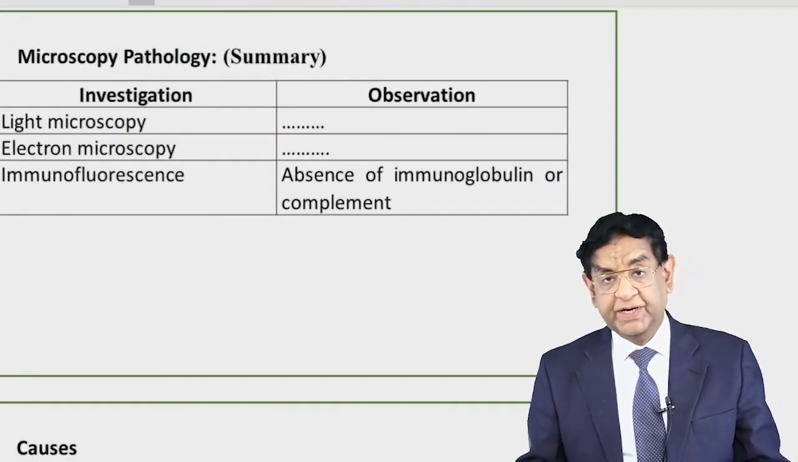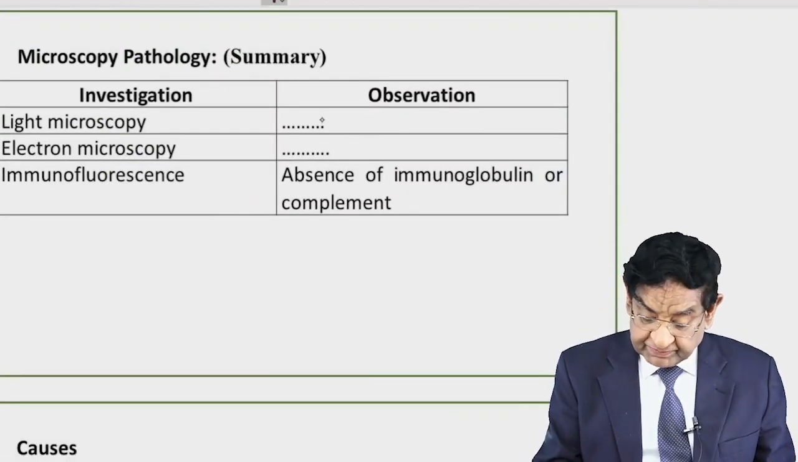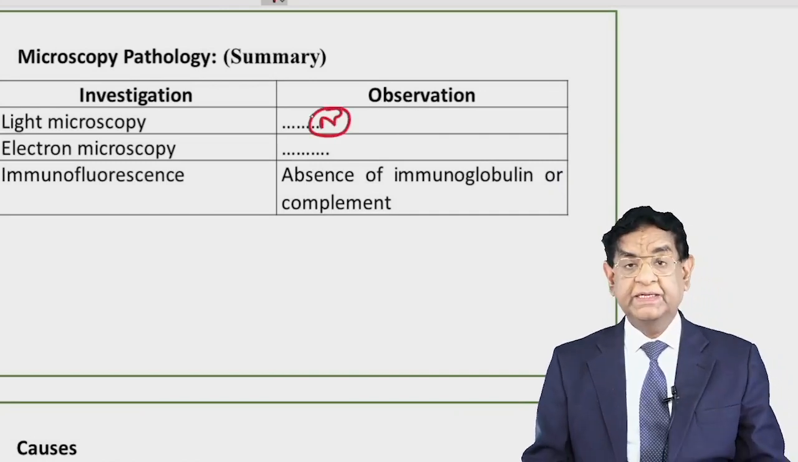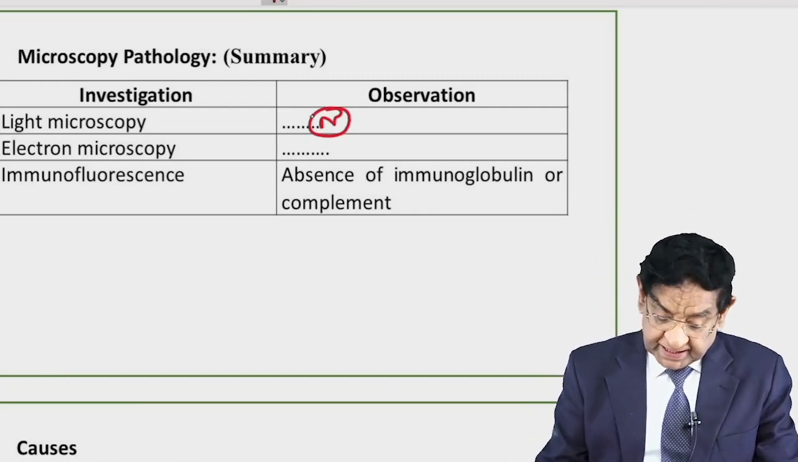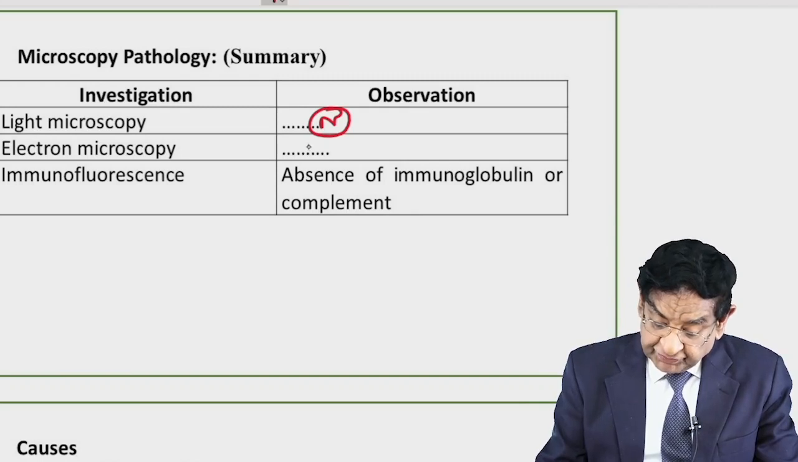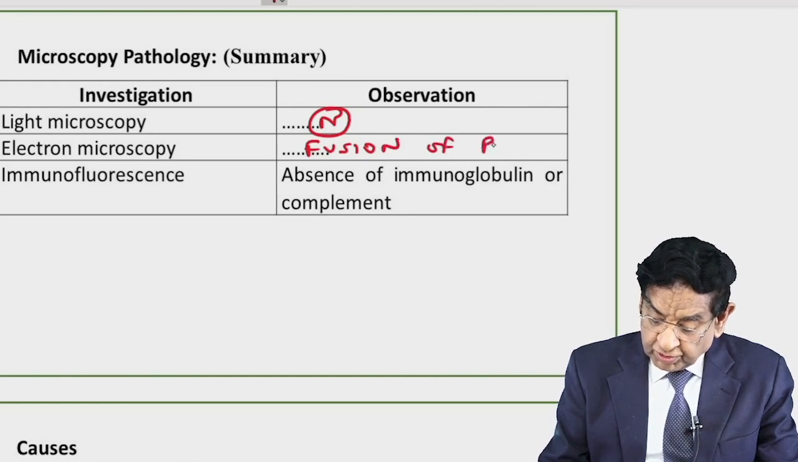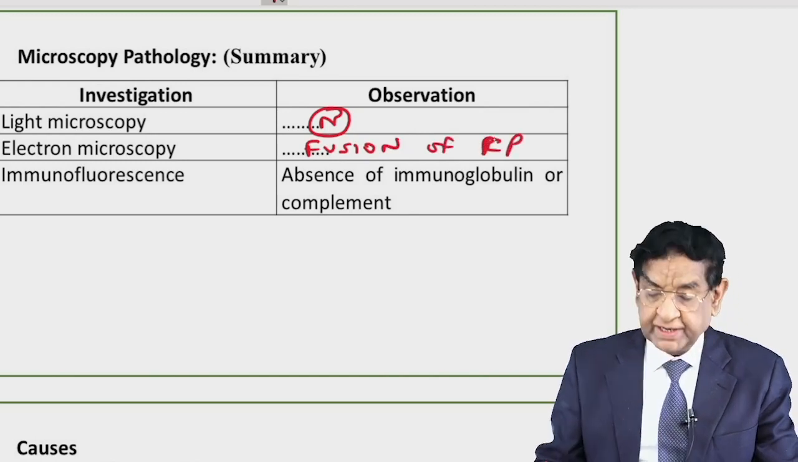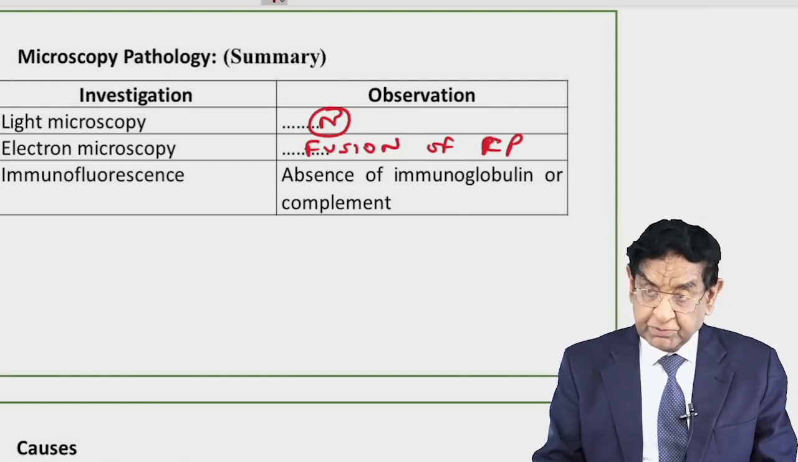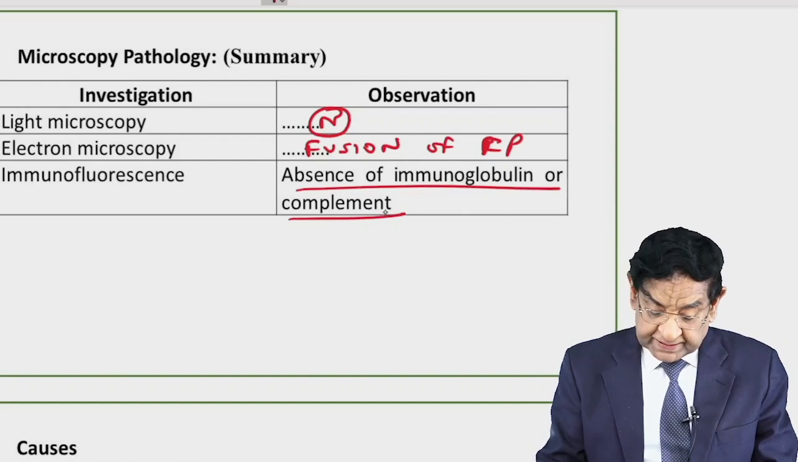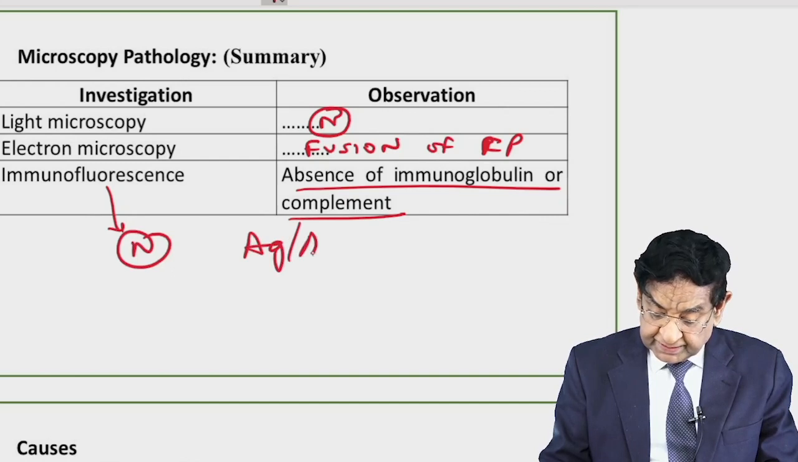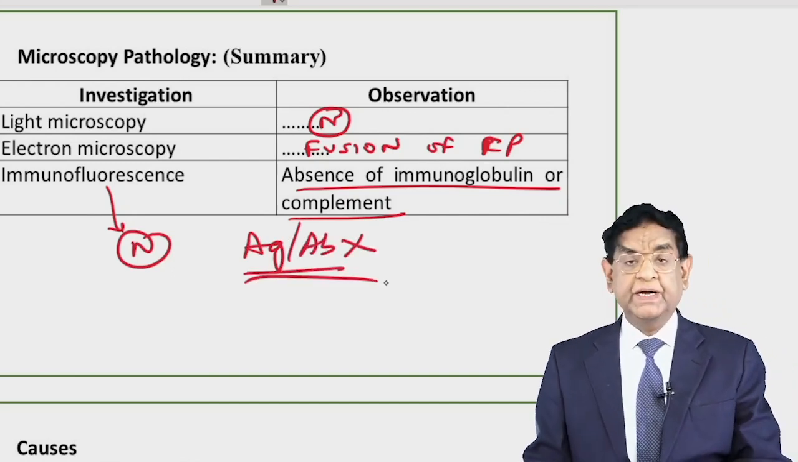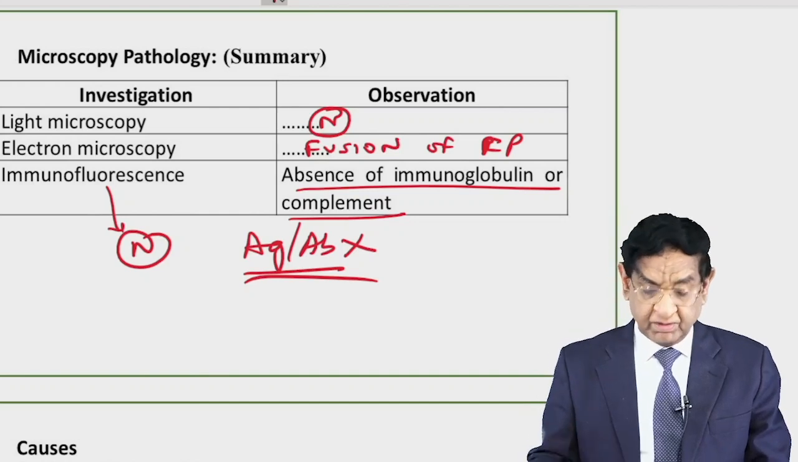So if I have to give you a summary of the pathology, light microscopy in minimal change will be totally normal, N for normal. That means if you look into a light microscope, nothing will be visible. In electron microscopy, you will find this fusion of foot processes, so-called effacement of the podocyte. Immunofluorescence shows absence of immunoglobulin or complement, that means even immunofluorescence will be normal because there is no antigen antibody deposition.